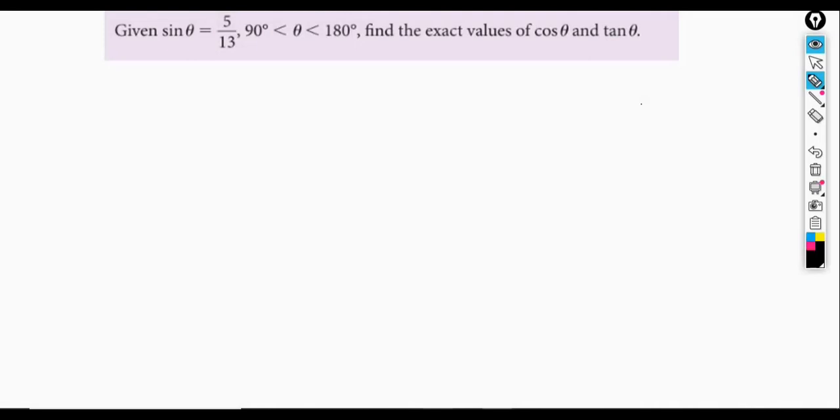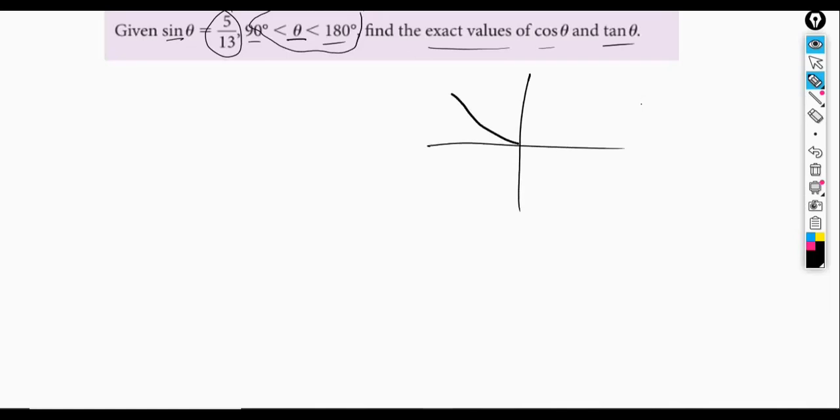And it says, given that sine of theta equals 5 over 13, and that theta is between 90 degrees and 180 degrees, find the exact values of cosine and tangent of theta. So the key is this right here, because this tells us that theta is in the second quadrant. So if we think about it, it should be somewhere around here, let's say. And this would then be angle theta.